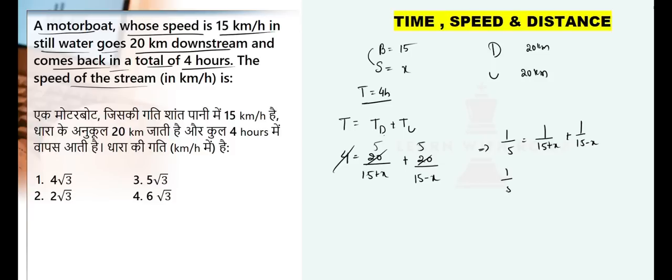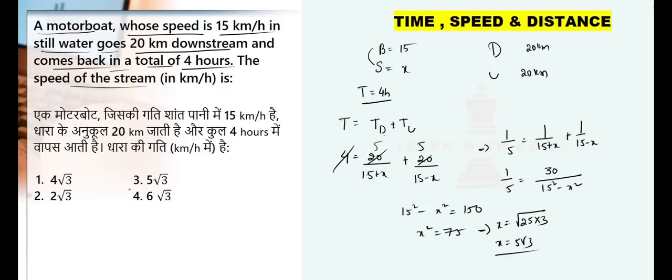Okay, 1 by 5 equals, if I take the LCM here, I will get 15 square minus x square in the denominator. In the numerator, 15 plus x minus 15 plus x gets cancelled, so I will get 30. So 15 square minus x square equals 150. So x square is 225 minus 150, which is 75. So our answer x is square root of 75, which is nothing but square root of 25 times 3. So our answer is 5 root 3, option number 3.